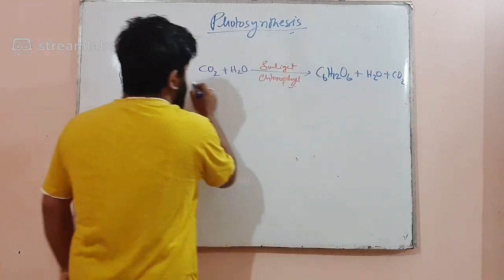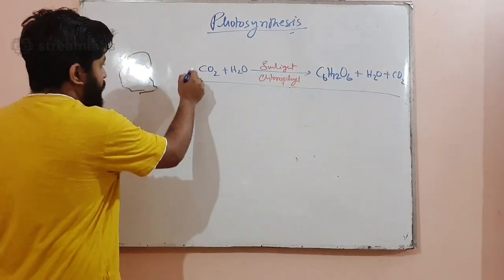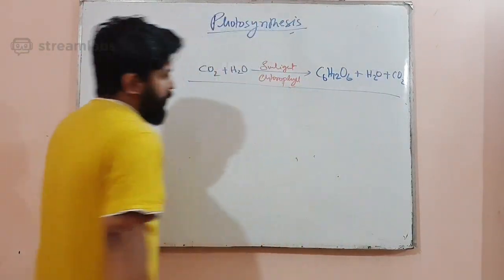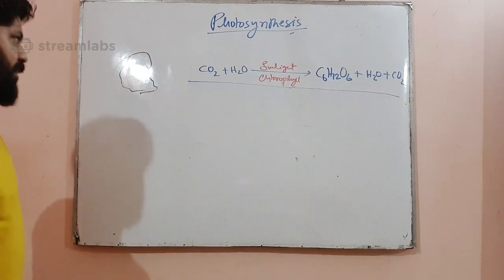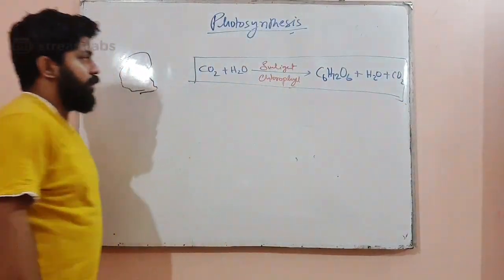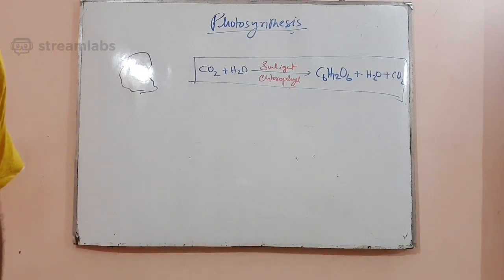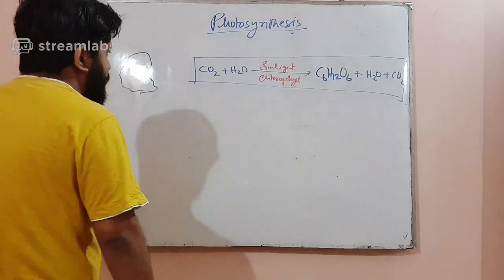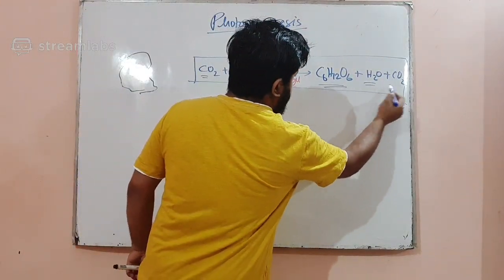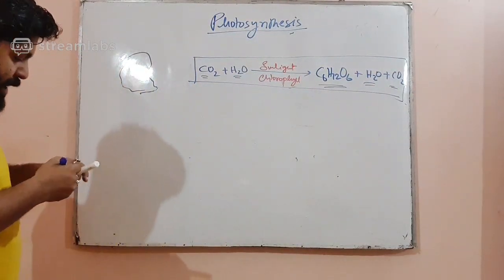This is an unbalanced equation. If you balance it, I think here it will be 6, here 12, here 6, 6, 6. In this way it will be balanced. However, I don't want to balance it here, as balancing is a different thing that I will tell you in a chemistry class. But here, this is CO2, this is H2O, this is C6H12O6, this is H2O and CO2. That means, what are the things that we basically require?